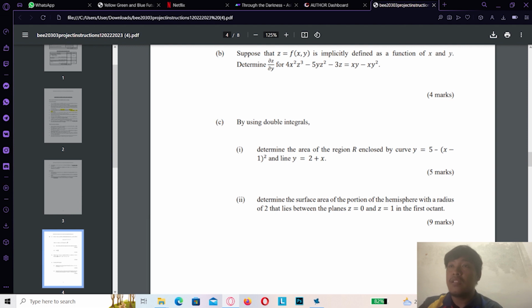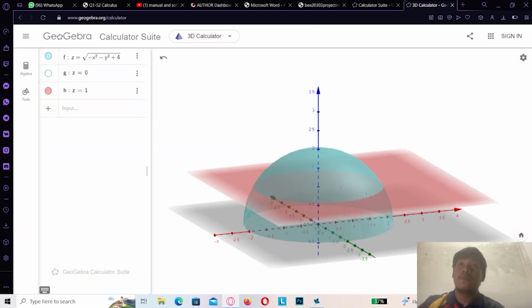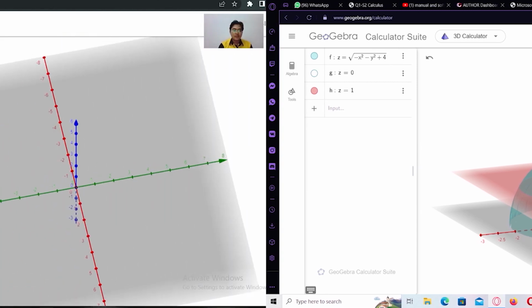For the second question, determine the surface area of the portion of the hemisphere with a radius of 2 that lies between the plane z equal to 0 and z equal to 1 in the first octant. So I also use GeoGebra suite. For the first, I put in f z equal to negative x square minus y square plus 4, g z equal to 0 and h z equal to 1. After we put in the input, this is what we got. So that's all for question 1. Thank you.